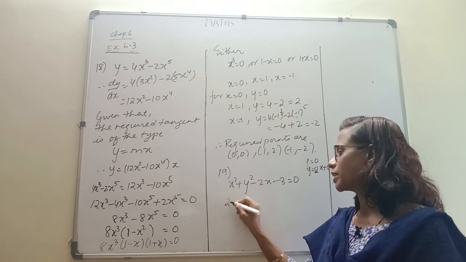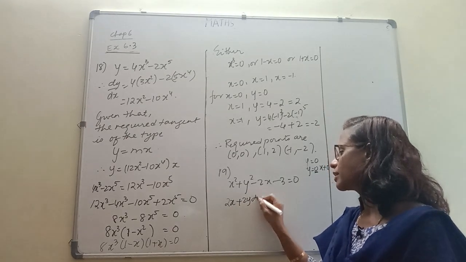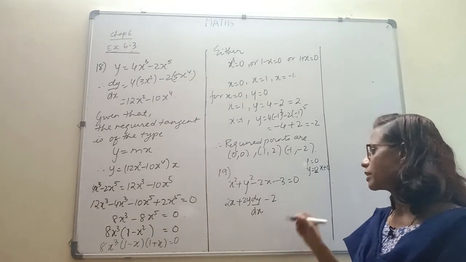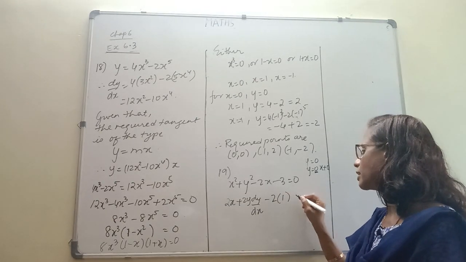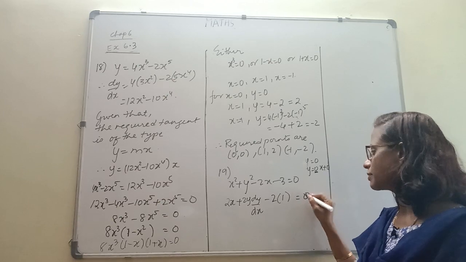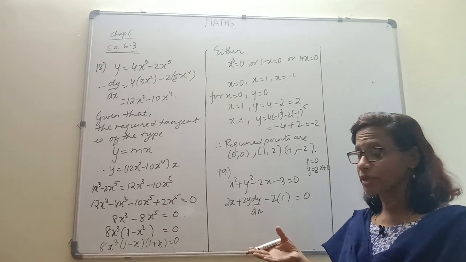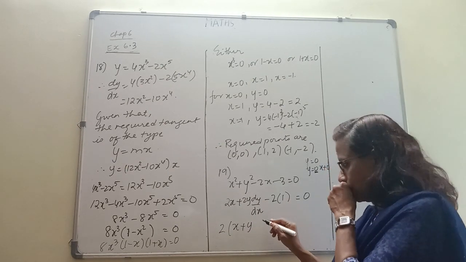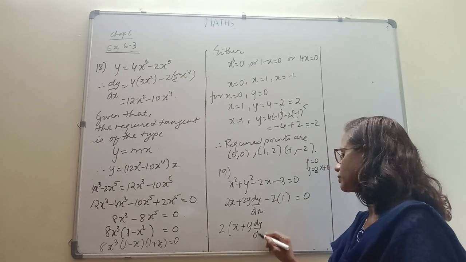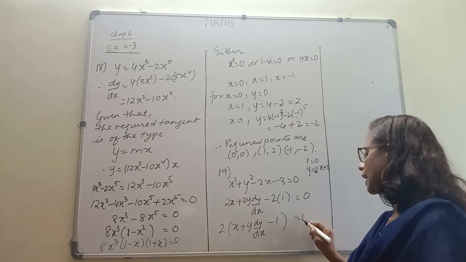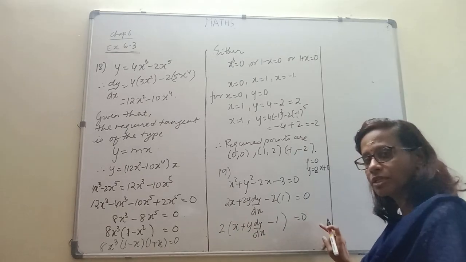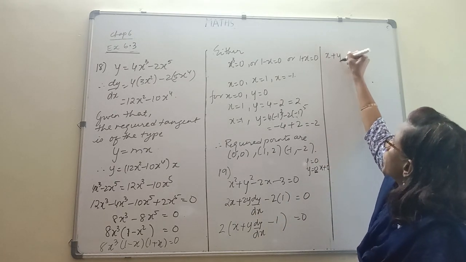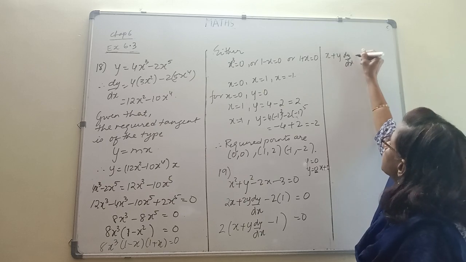So let's get this: 2x plus 2y dy by dx minus 2. The derivative of x we all know is 1, so nothing to do there. And 3, because it's a constant, doesn't have a derivative. We can see that there's a 2 common. Why don't we take that 2 out and dump it on the other side? 0 divided by 2 is 0. So you are away from that 2, and you are left with x plus y dy by dx minus 1 equal to 0.